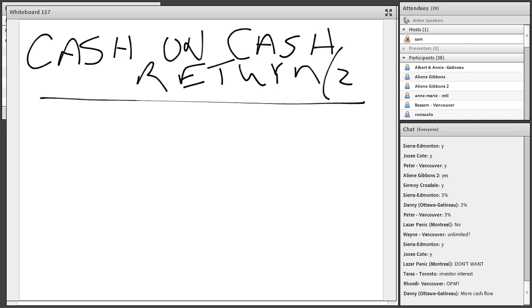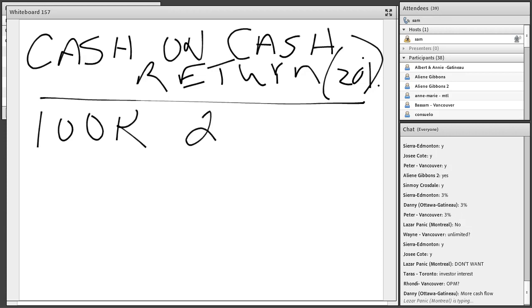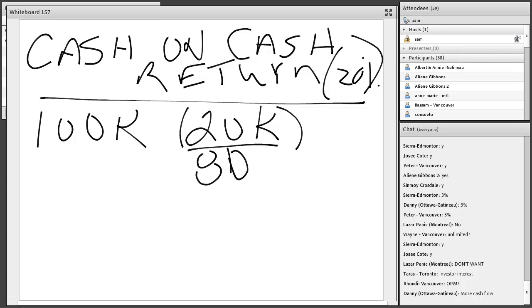So if we're looking for cash on cash return, say of 20%, that's the goal. I know we're at 30 on the sheet, but let's say 20% is what we're looking for. What does that mean on that $100,000 property? Well, 100K, if I put down 20K of my own cash, and I finance 80K. We don't know interest rates or anything yet.